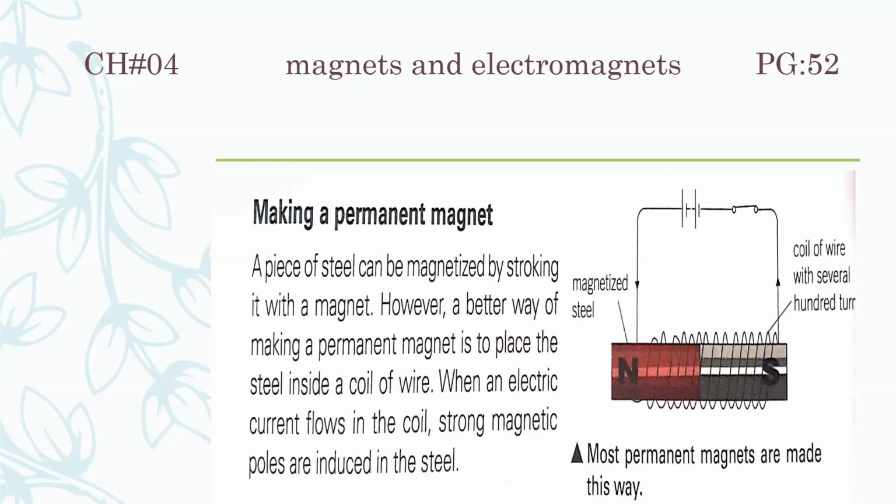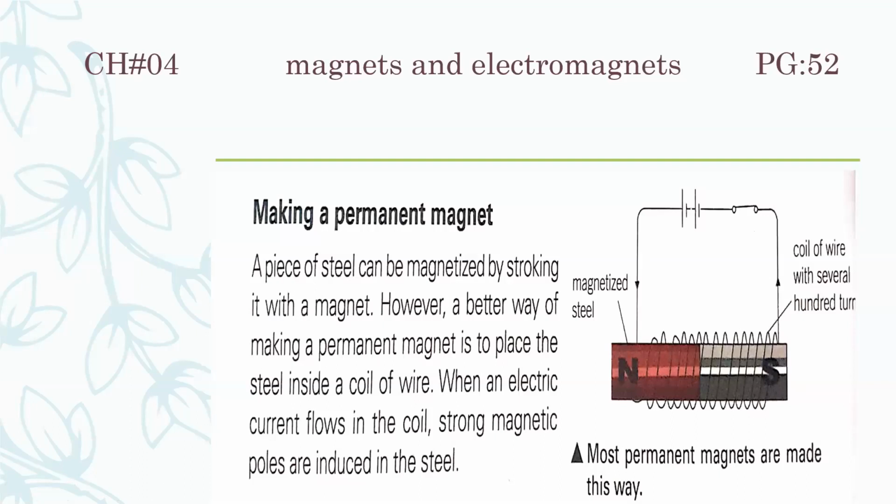You can see in this figure, this is the coil. This is a magnetic wire, and it is connected with a battery, and this is a switch. Once the circuit is closed and you place a piece of steel inside that coil, a current will pass through the coil, and as a result the steel will become magnetized. When the current passes through the coil, strong magnetic poles are induced in the steel, and as a result the steel will become a permanent magnet for a very long time.